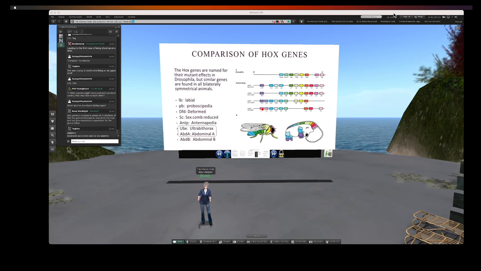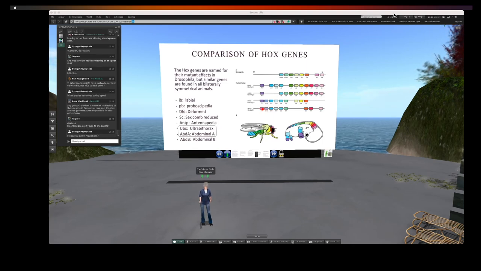Yes, some of the Hox gene mutations are very strange. Antennapedia, for example, puts legs instead of the antenna, so it's got feet on its head. And the proboscidea, I think, has feet on its nose.